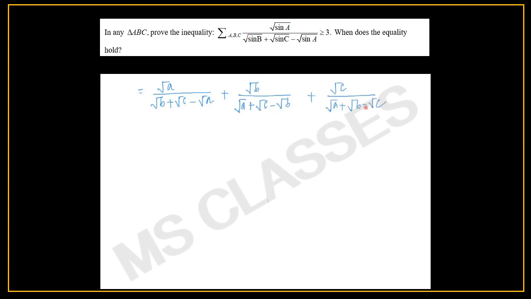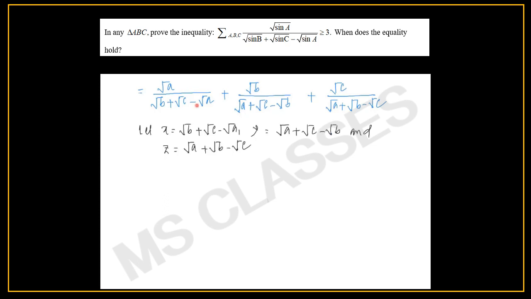We have to find the minimum value of this expression. How can we do that? If we simplify this further, it might help us. So let x equal to root b plus root c minus root a, y equal to root a plus root c minus root b, and we take another quantity z, which is root a plus root b minus root c.